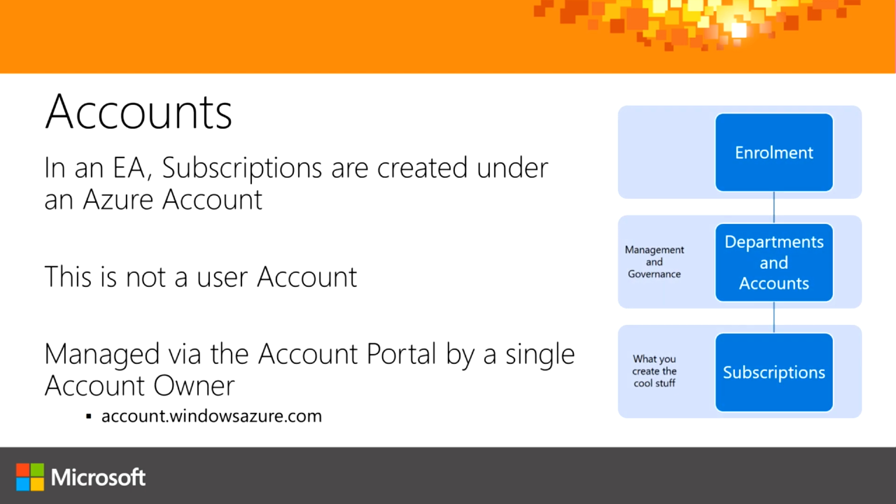So, the first of a couple of our management and governance layers. Under an EA, we use accounts to group subscriptions together. You actually get an account when you sign up for a credit card billing statement as well, for a credit card subscription as well. So this is where some of the similarities come into play. Remember though, it's not a user account, right? This is a utility account.